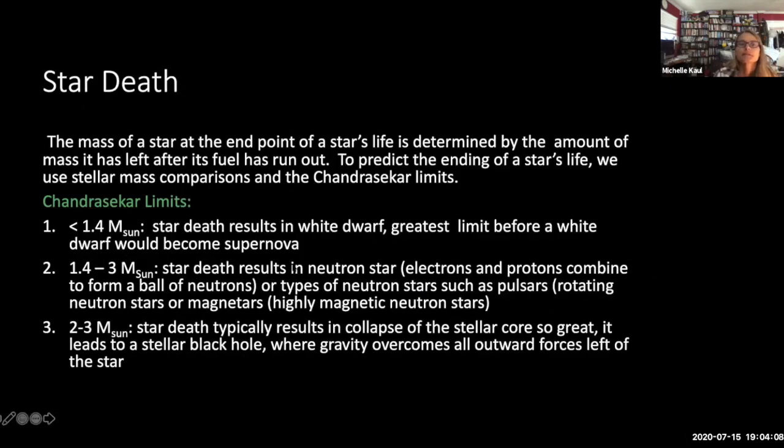Okay, so the Chandrasekhar limit, again, it's determined by the amount of mass left as its fuels run out. So if you're less than 1.4 solar masses, I have mass of the sun here, but sometimes you'll see a little circle with a dot in the middle, and that means in reference to the sun's mass, a solar mass, okay? And if it's less than that, then you're gonna end up being a white dwarf.